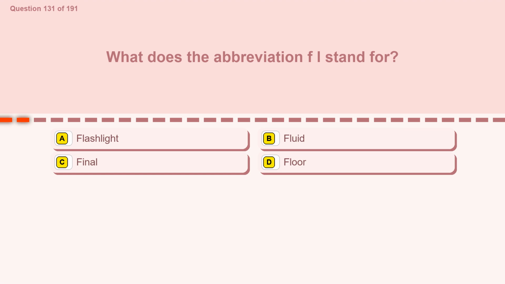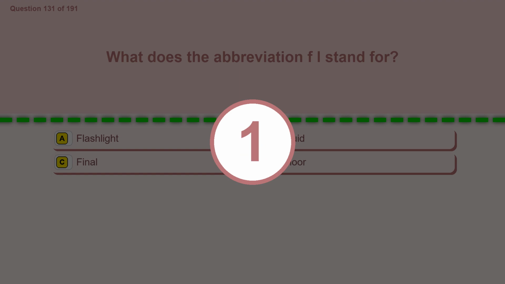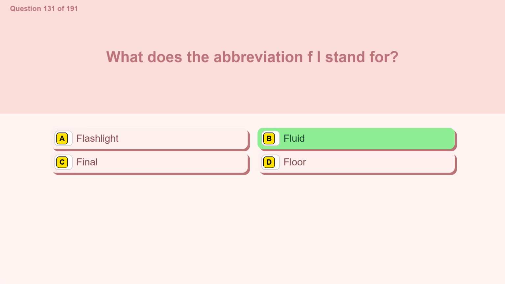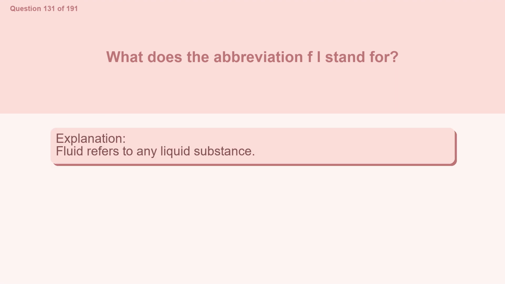Question 131. What does the abbreviation FL stand for? Option A, flashlight. Option B, fluid. Option C, final. Option D, floor. The correct answer is option B, fluid. Fluid refers to any liquid substance.